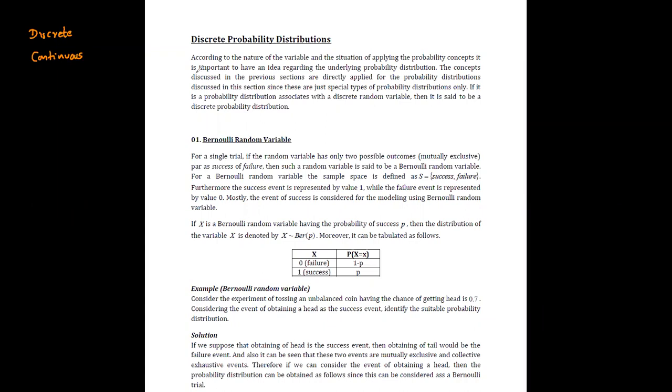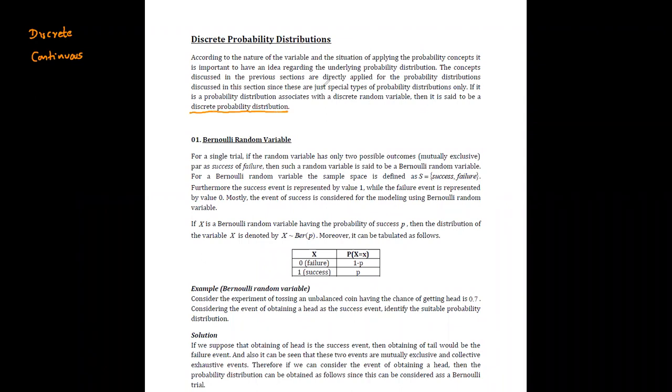This concept is directly connected with the previous session, where we discussed the discrete and continuous cases inside the probability distribution. But in this section, we will only discuss the discrete probability distribution. If the considered random variable is a discrete random variable, then the associated probability distribution is said to be a discrete probability distribution.